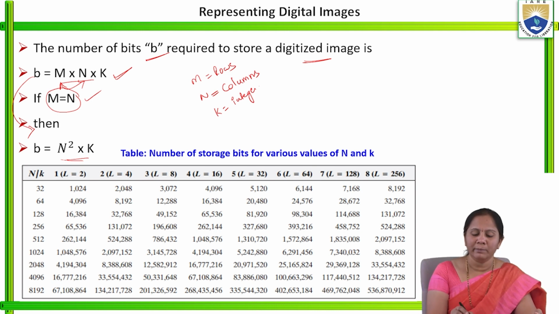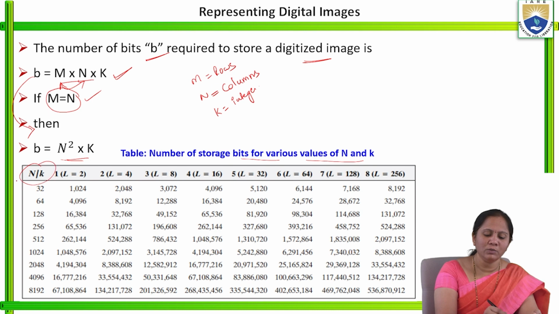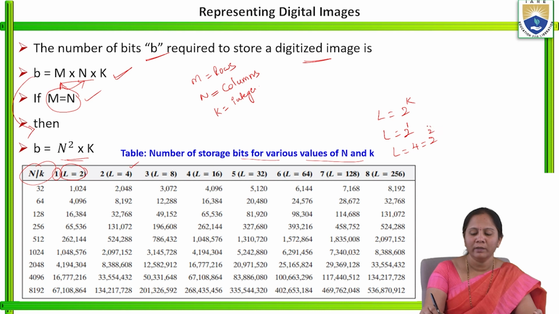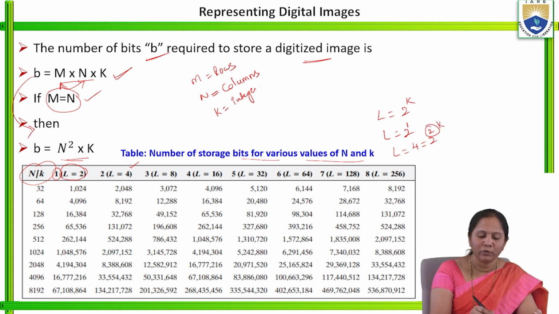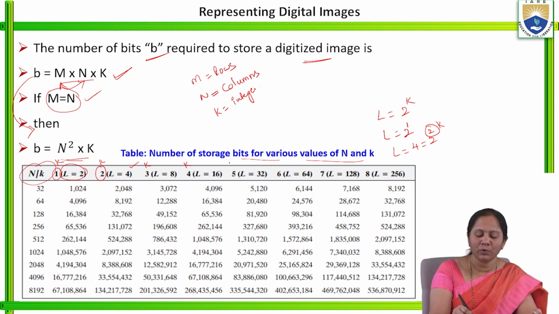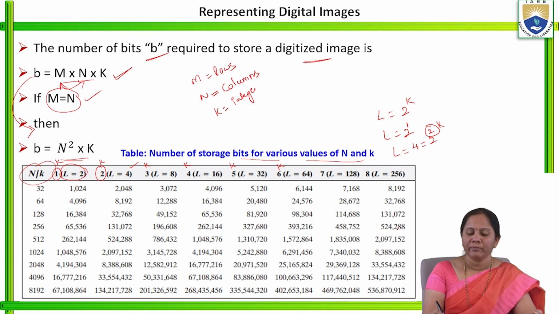Now here we can observe the table which shows the number of storage bits for various values of n and k. Generally we know the formula L is equal to 2 power k. So if L is equal to 2, that means the k value will be 1. That is why here k is represented as 1. For L is equal to 4, it is represented as 2 square, where 2 is the value of k. So here the k value is considered as 2 and here the k value is considered as 1. Similarly, k is 3, k is 4, k is 5, k is 6. Okay, so here the k value is 7 and the k value is 8.